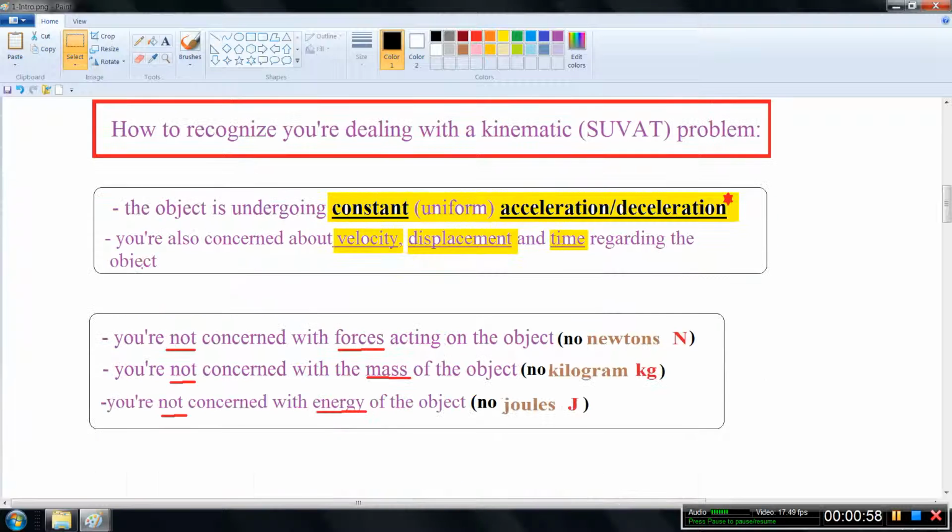So just to review, the way to recognize that you're dealing with a kinematic problem is first you want to identify that the object is under constant or uniform acceleration or deceleration, and that you're also given enough information regarding the SUVAT: displacement, velocity initial or final, and time. So you're not going to be dealing with anything regarding forces, so you won't be looking to work with newtons or kilograms or mechanical energy like potential energy or kinetic energy, so you won't be dealing with joules. So none of that.